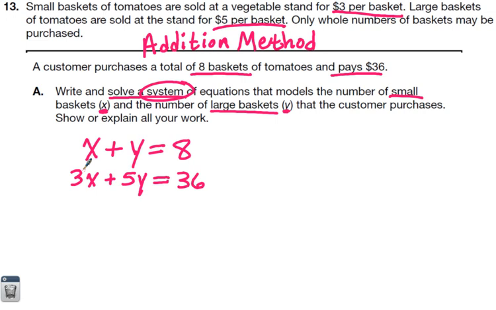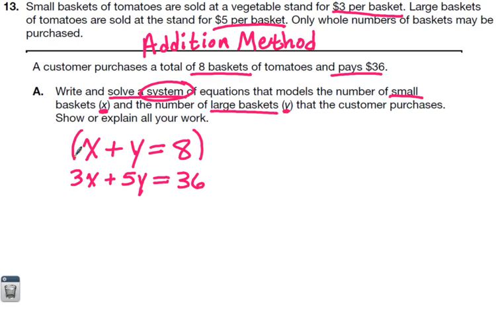Just to reiterate, 3x and x, not opposites like we would want. 5y and 1y, not opposites as we might want. So in this problem, we have to create opposites. And the way we do that is by multiplying one of the equations or both of the equations by whatever number would do the job, okay?